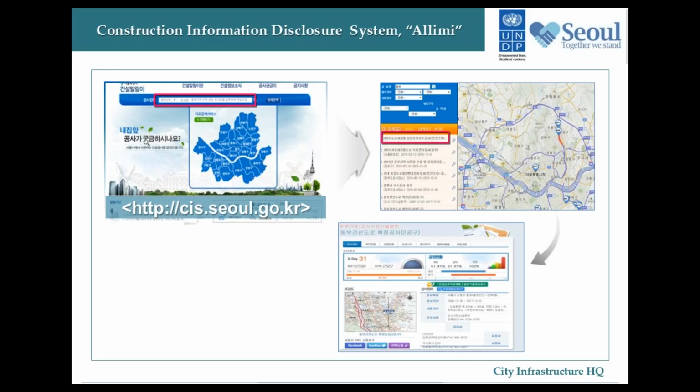On this slide, on the left side, you can see the main screen of Allimi. Once you visit the homepage of Allimi, you can run a search either by typing the specific name of a construction project or by clicking on the administrative district you would like to look up on the map of Seoul. Or, as in the image on the right top corner of this slide, you can make a detailed search by entering relevant information of several types of search criteria.